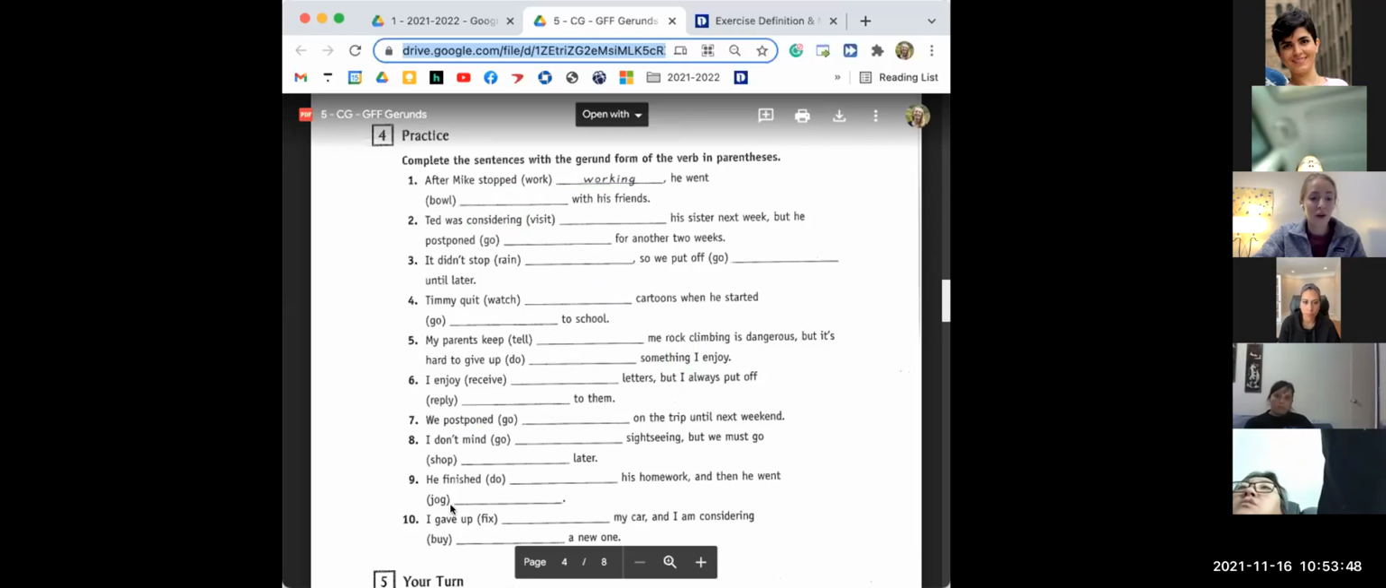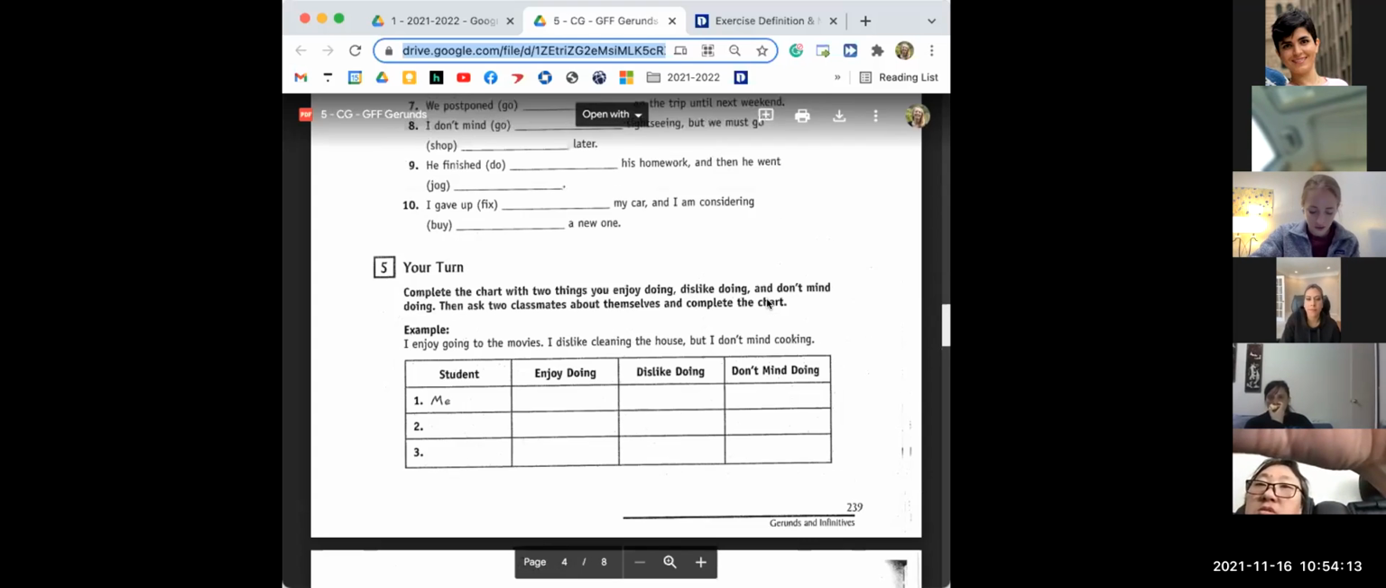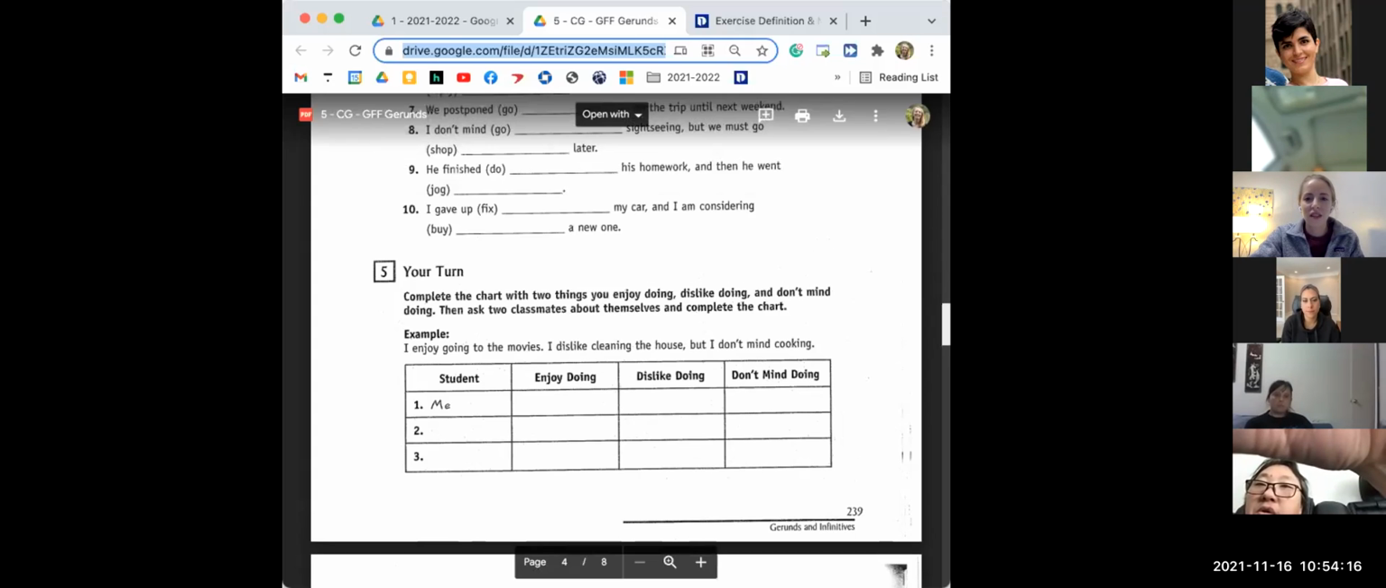We'll spend a few minutes back in the breakout rooms. Finish exercise 4. And you can also do exercise 5. It says to complete the chart, but you can just talk about those things that you enjoy doing, dislike doing, and don't mind doing. Don't mind means you don't love it, you don't hate it, kind of somewhere in the middle. So we'll finish exercise 4 and 5 together in your breakout room. This is the same link that we used before, but if you need help, send me a message in the chat. I'll come and help out your breakout room.